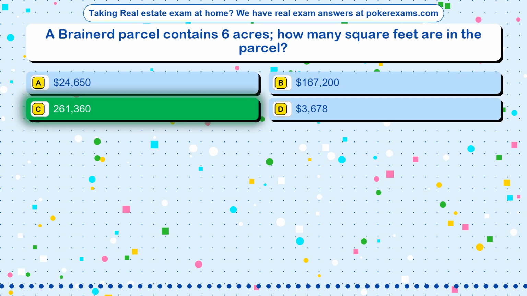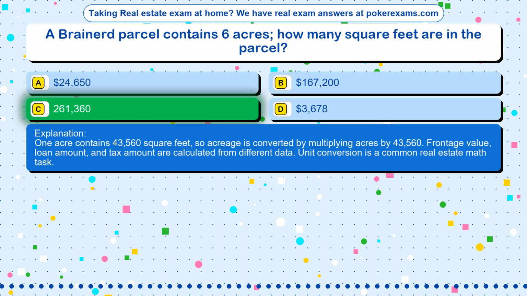The correct answer is option C. 261,360. 1 acre contains 43,560 square feet, so acreage is converted by multiplying acres by 43,560. Frontage value, loan amount, and tax amount are calculated from different data. Unit conversion is a common real estate math task.